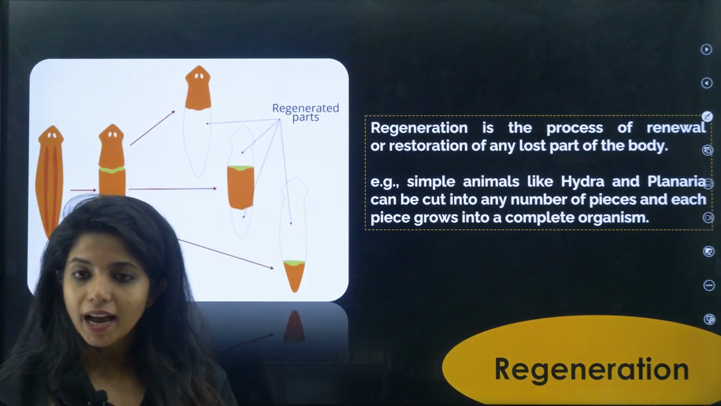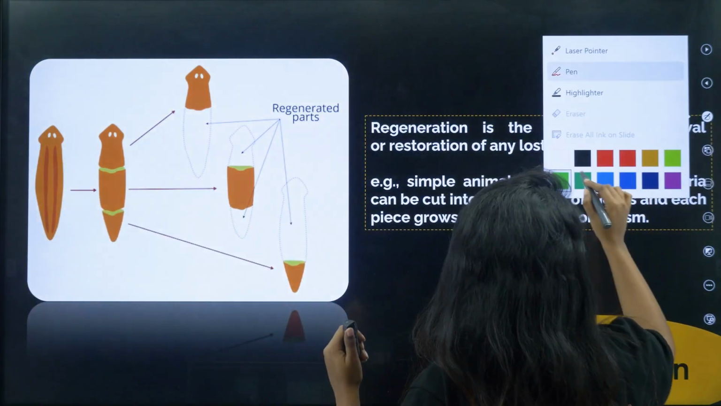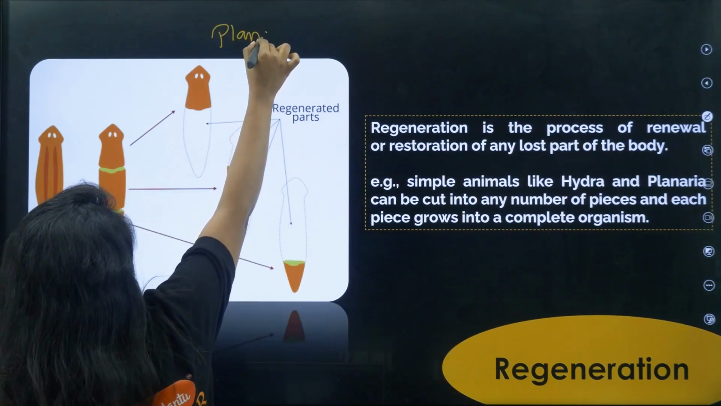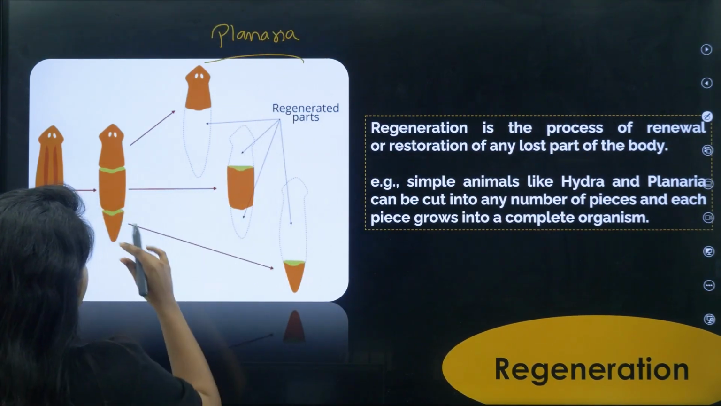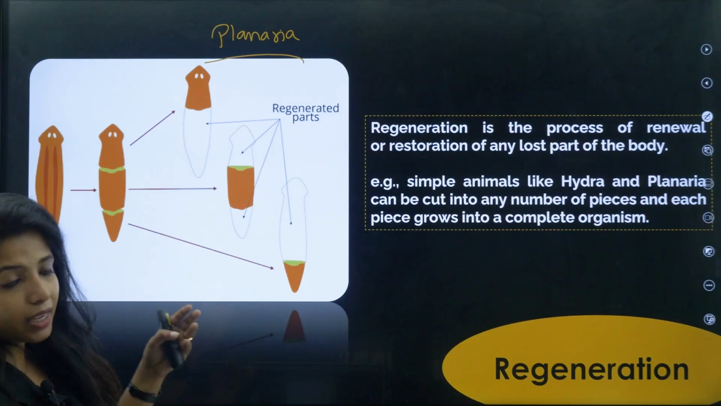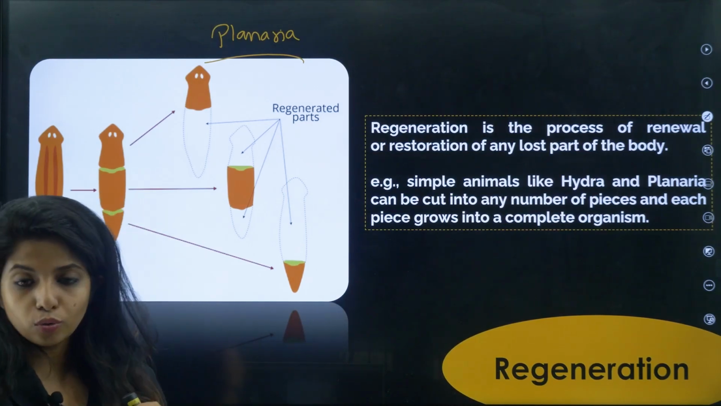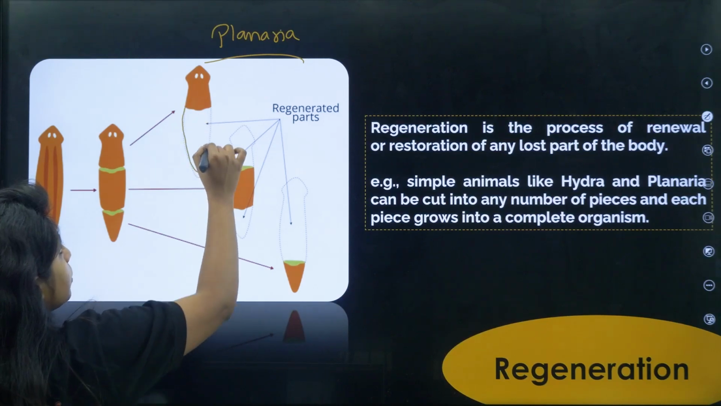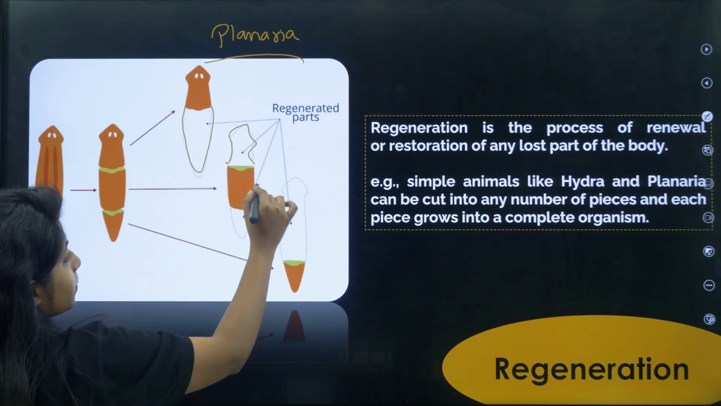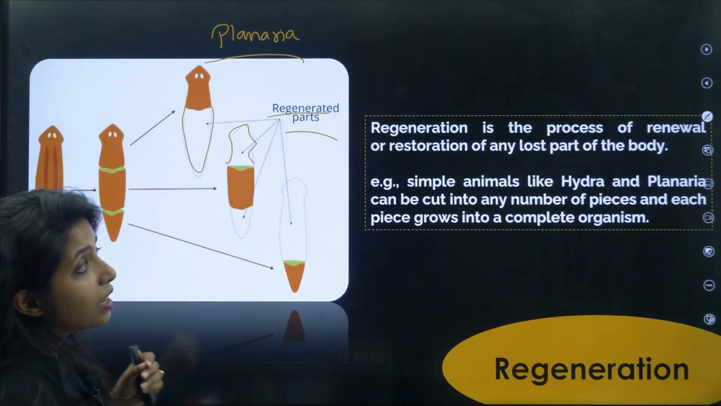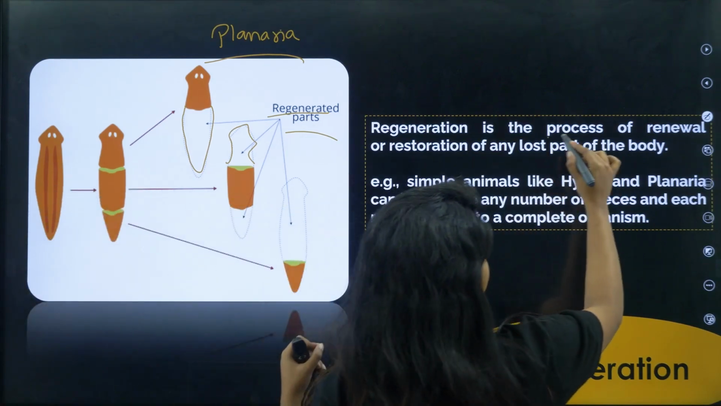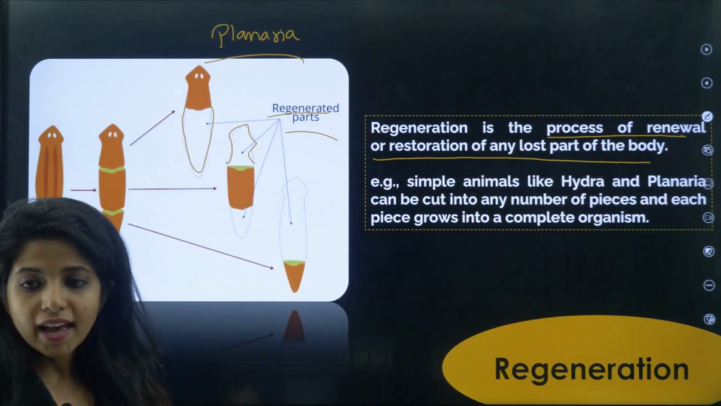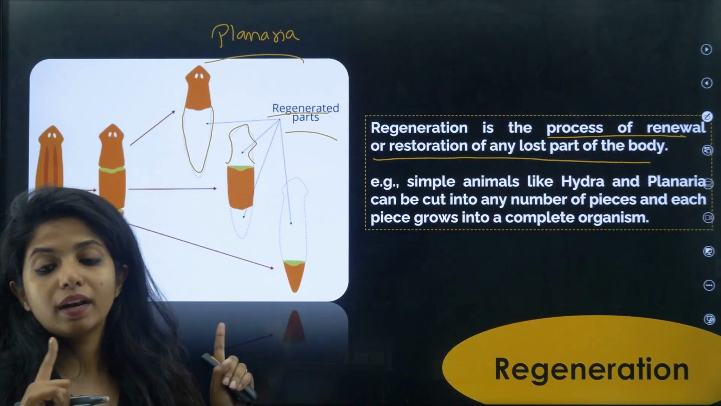Okay. Now if you want to see the example of regeneration, which is given in your NCERT, it's about Planaria and Hydra. This is Planaria, children, it's a flatworm. Okay, this is Planaria and it's a flatworm. So over here, Planaria divided into two, basically three, and now you have three different parts. From three different parts, there will be a whole new organism arising, and this process is known as what? Regeneration. So regeneration is the process of renewal or restoration of any lost part. Okay, and it happens in Hydra as well as Planaria.